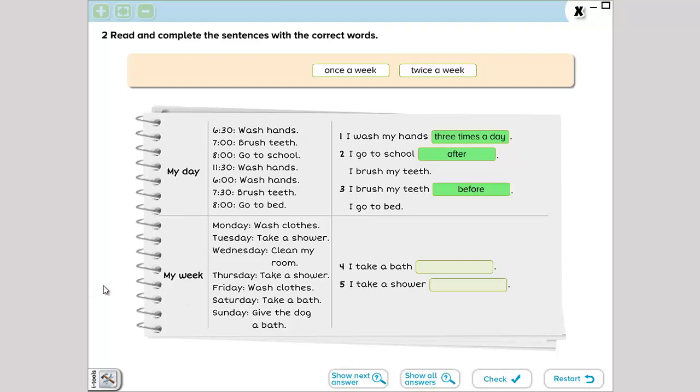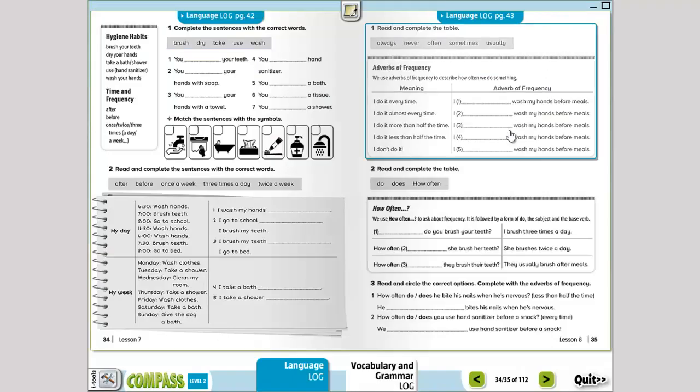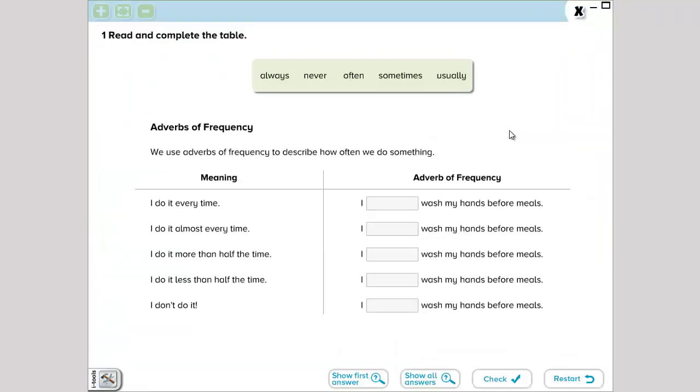Now, what we do in a week, lo que hacemos en una semana. I take a bath once a week. Tomo un baño una vez a la semana. I take a shower, que es una ducha, twice a week, okay? 2 veces a la semana. Y así quedaría. Now, in the next page, page 35, we have reading complete the table.